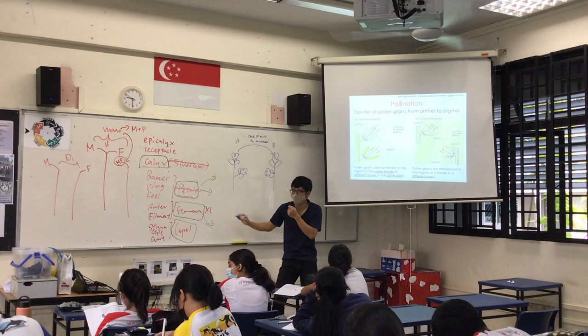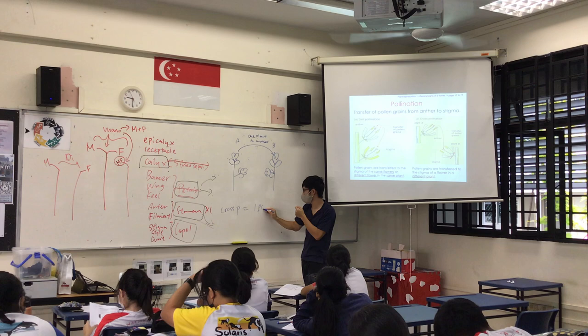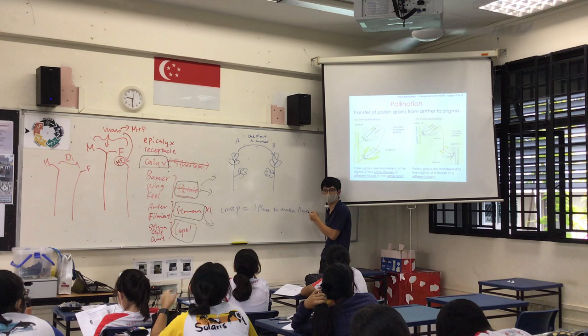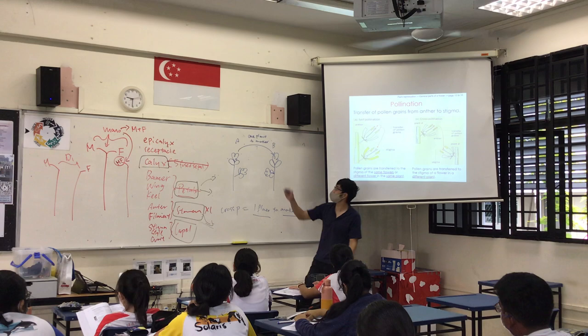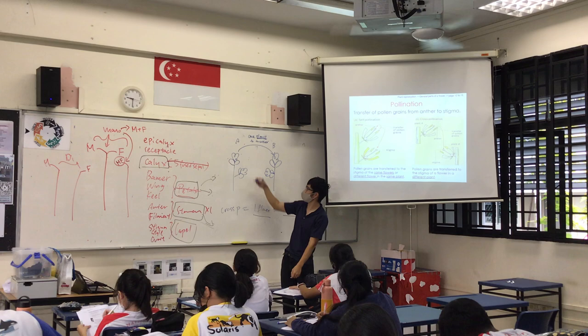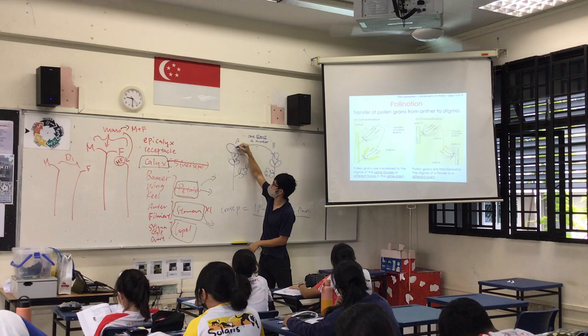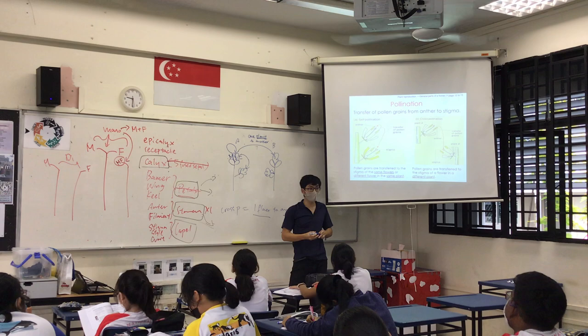Is cross-pollination equal to from one flower to another flower? Yes, but no. I like what Nicole said: one flower to another flower of another plant. So this is a very important part. So what would self-pollination look like? It looks something like this, or like this, if it comes with male plus female parts. So that's what self-pollination would look like.